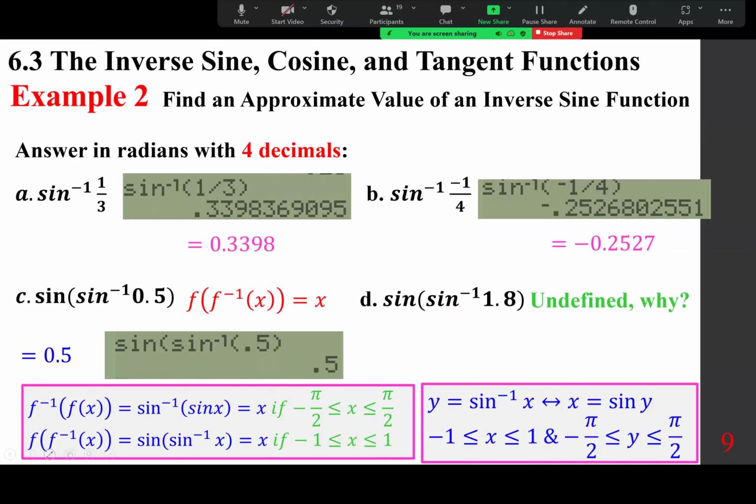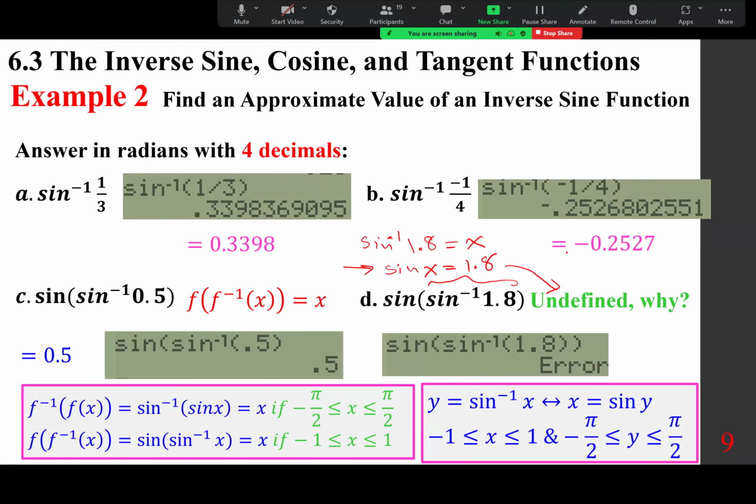Another way that might make it easier to understand, you could say the following. You could say that sine inverse of 1.8 is x. That means sine x equals 1.8, and this has no solutions. Sine is between negative 1 and 1. If you put it into a calculator, it gives you an error. Okay.